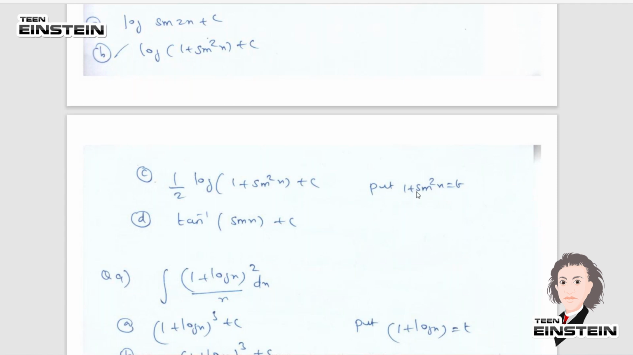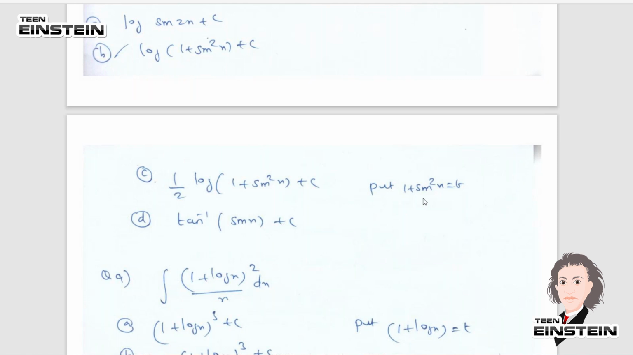Now tell me what is the formula for 2 sine x cos x that you have studied in trigonometry? Sine 2 theta, yes. Here the variable is x, so sine 2x. 2 sine x cos x is sine 2x. So what you will be getting is sin 2x dx is equal to dt.